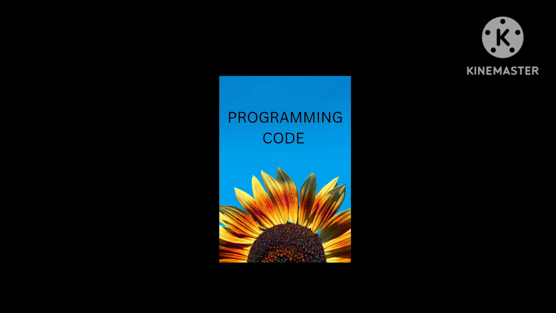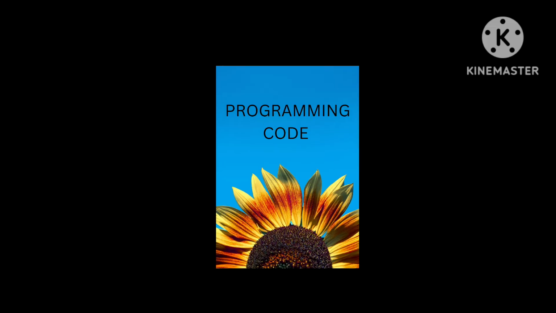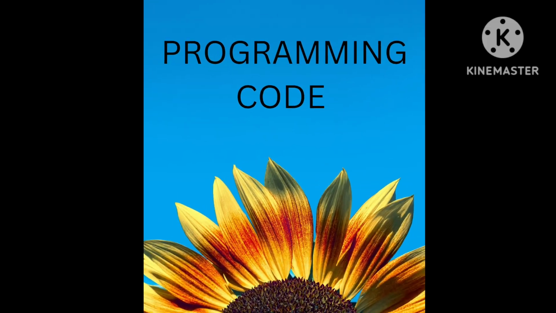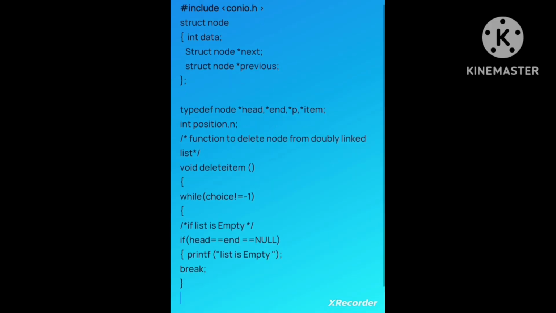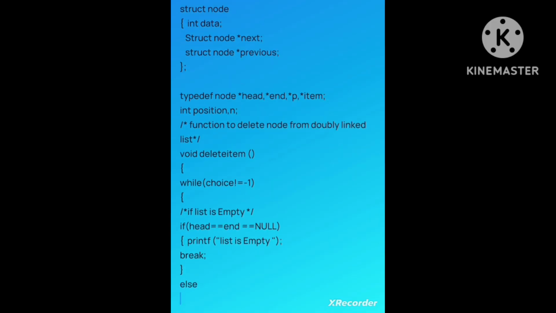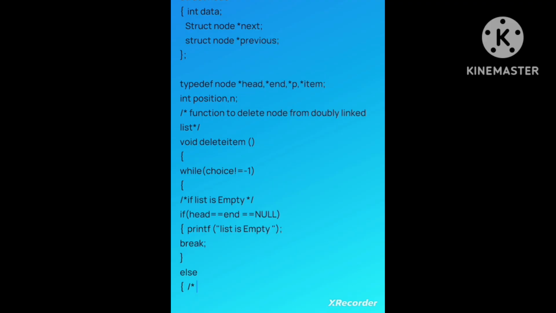Now let us understand the programming code using C programming language of deletion operation. Now here is the code. Now in this coding part, we have just created a function for deletion operation. Here we will first check whether our list is empty or not. That is, if our head and end pointers are null values, then we just print the statement that our list is empty and exit from the function. Else we have to traverse our list in the forward direction.